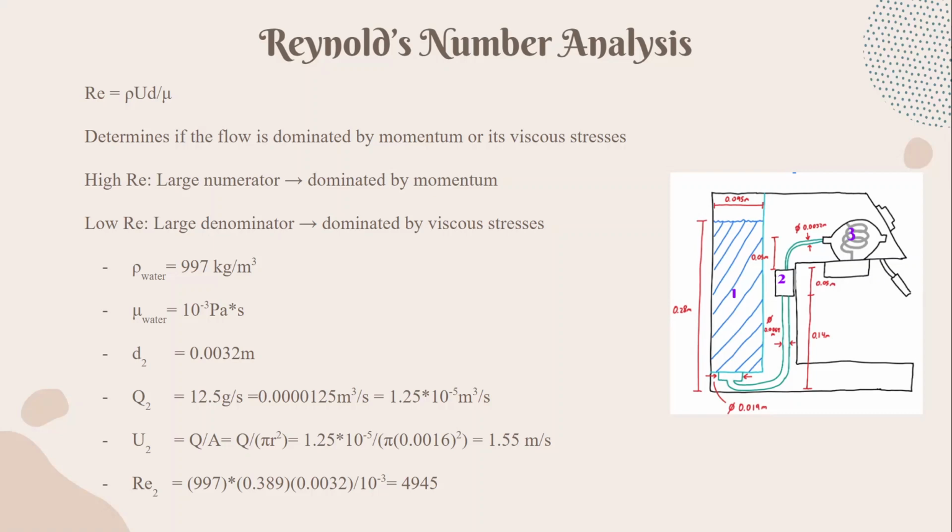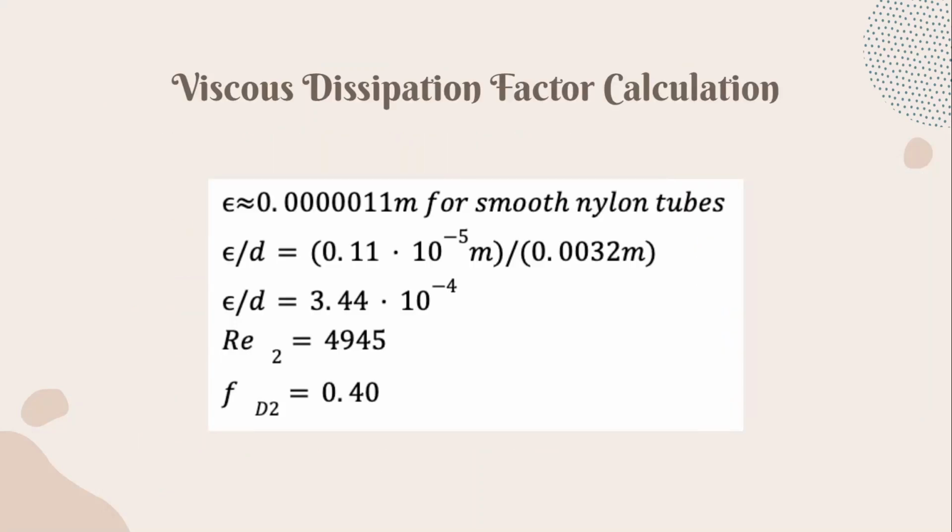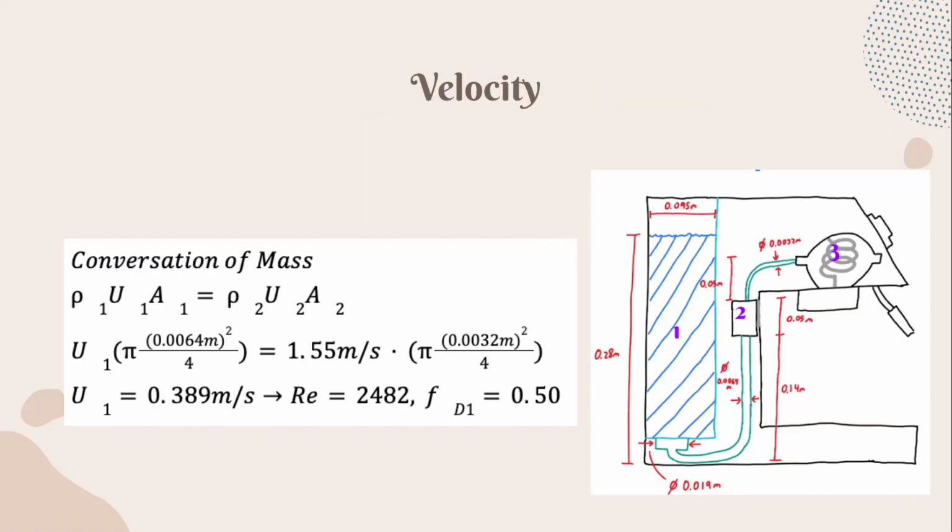To find the velocity, we looked up the flow rate of the exact model of our espresso machine, and then divided it by the cross-sectional area of the pipe, and then we found our Reynolds number, which was 4945. Similarly, for viscous dissipation factor calculation, we found the surface roughness value online for nylon tubes because the pipe was made from nylon. Then we calculated the relative surface roughness and used that and the Reynolds number and the Moody chart to find the viscous dissipation factor of 0.4.